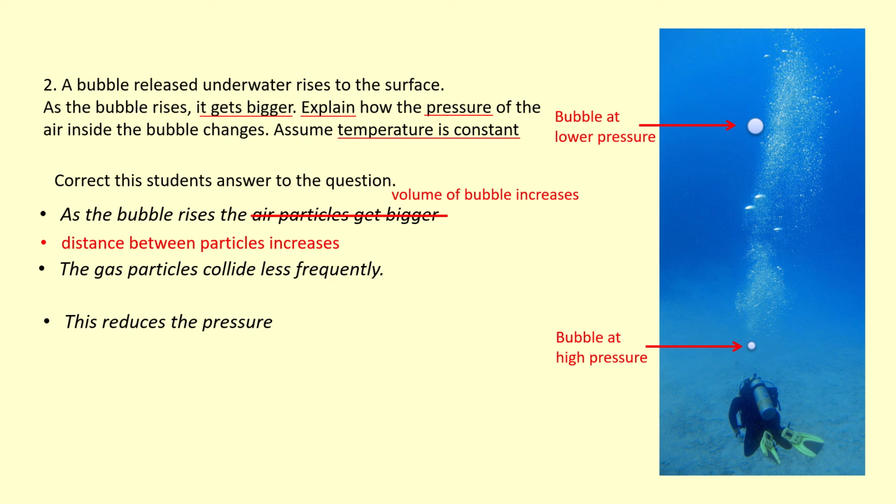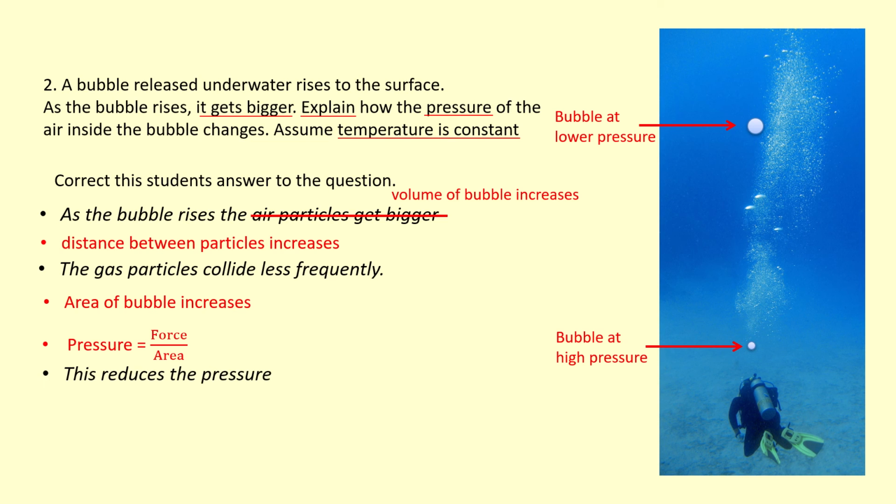Next, they've just jumped straight to saying this reduces the pressure. We still need to explain a couple of other points. We can link the force from the particles colliding and the pressure. We could say, first of all, the area of the bubble is getting bigger, so the area inside is getting bigger. Then you'd say pressure is force over area. And then finally, you could say this reduces the pressure.